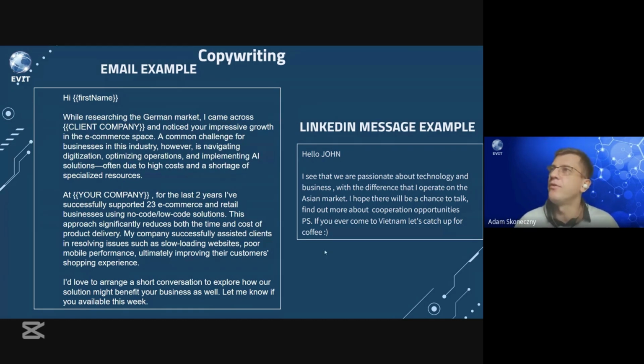So this is the example for you of how the copywriting should look. And those copies, they're converting pretty well. We tested them already.